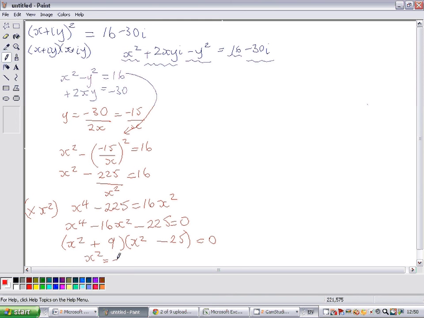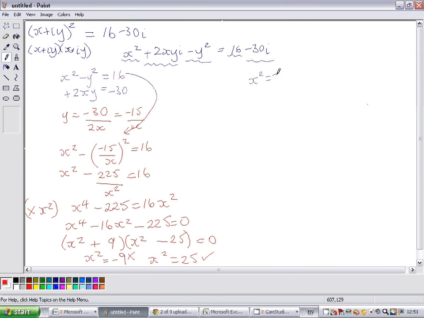Now if you think about what x is, x is the real part of this complex number. So if x is the real part, it can't be complex. That doesn't make sense. If I took the square root here, I'd be doing the square root of minus 9, which will be 3i. But the real part can't be 3i, because 3i is complex. So that one is not the one we want. This is the one we want. x squared is 25. And so x is plus or minus 5.